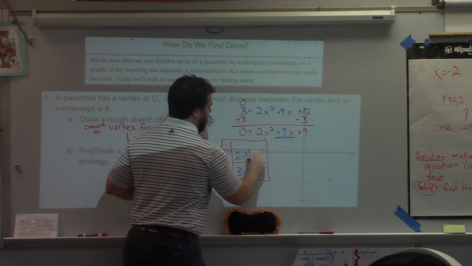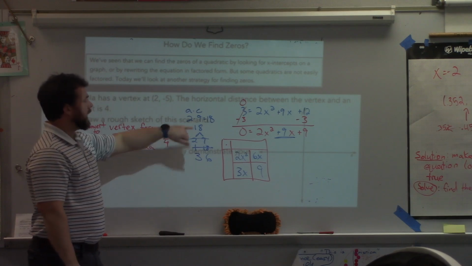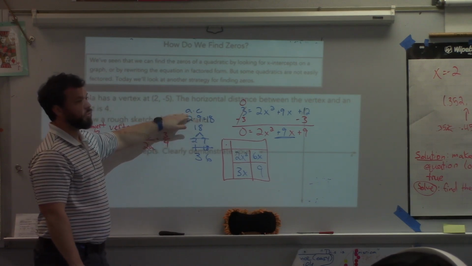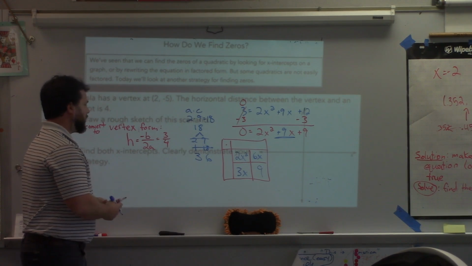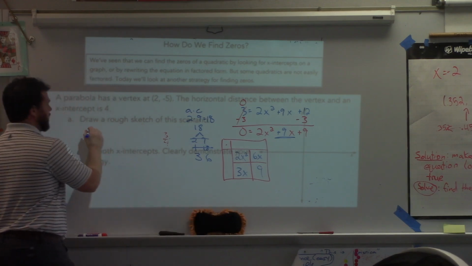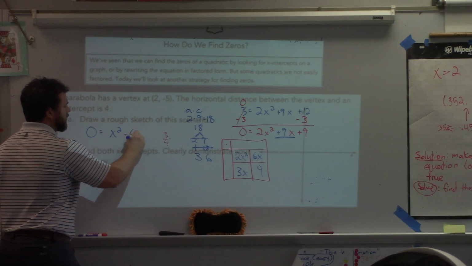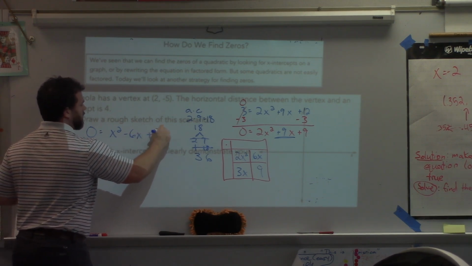So notice, now I can factor it, okay? But do notice, it has to be A times C. If it's a 1 in front, you don't have to sweat it, okay? But then, sometimes, you get something like this. I'm going to make my job a little bit easier.